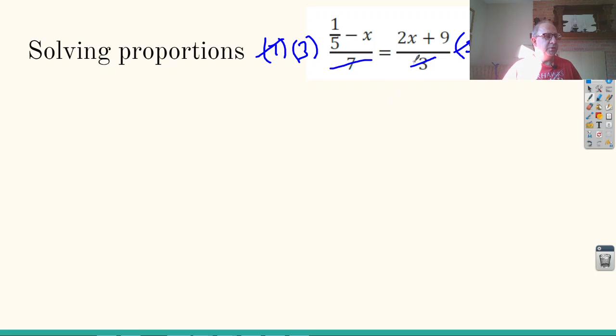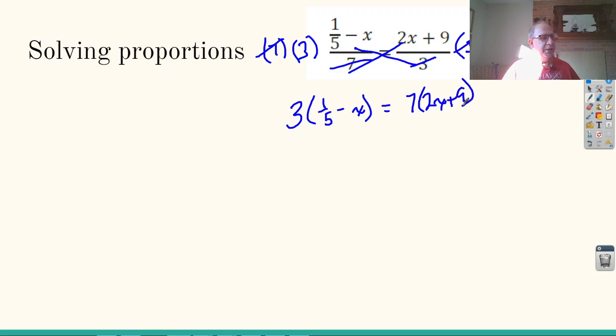So some teachers used to say, let's cross multiply. I'm just multiplying this times 3 and this times 7. You're not, you're using the property of equality. It's just that this step where the 7s cancel out and the 3s cancel out, they're skipping. So I should have 3 times (1/5 minus x) equals 7 times (2x plus 9). If I say that correctly, that would be 3 times the difference between 1/5 and x equals 7 times the sum of 2x plus 9.